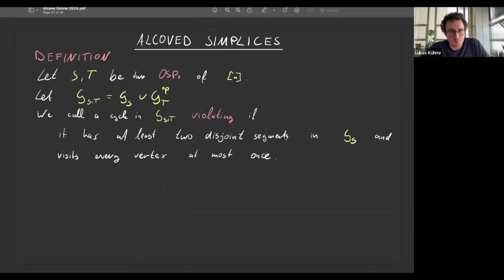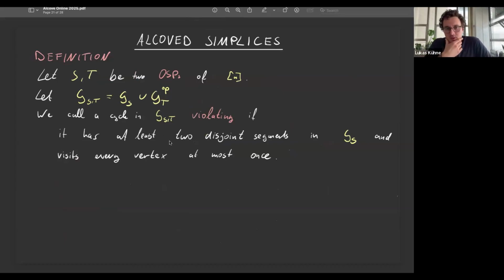Okay, now let's come back to the question: when are two Alcoved simplices compatible, and when is their sum Alcoved? When can I add these simplices? For that, I take the union of these two graphs. So I have a graph GS, I have a graph GT. I take the union, but for T, I take GT op, meaning that I reverse all directed edges.